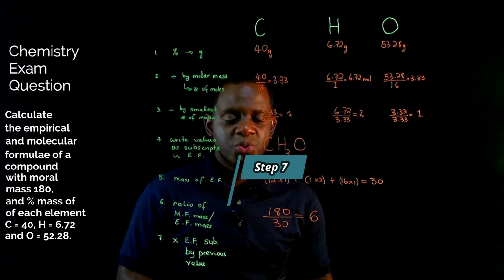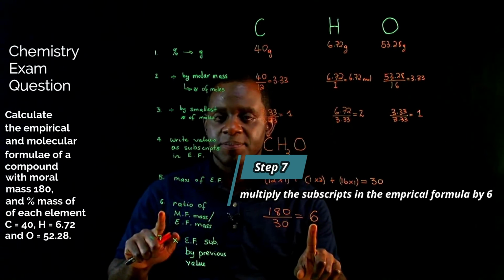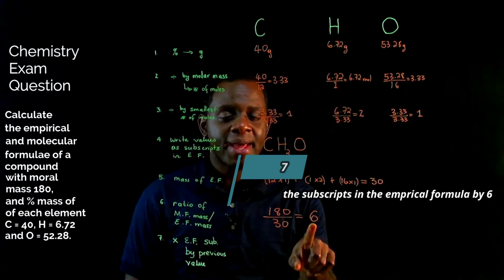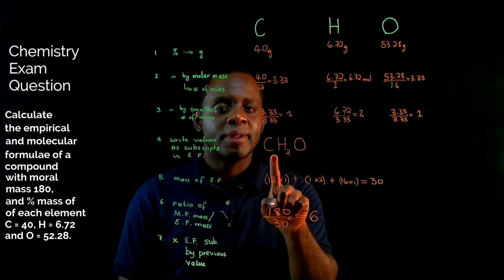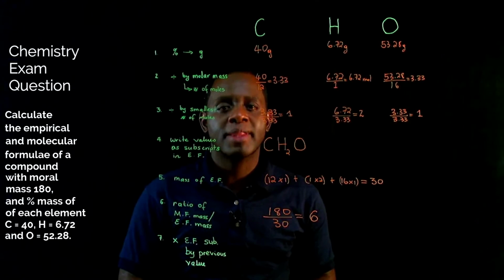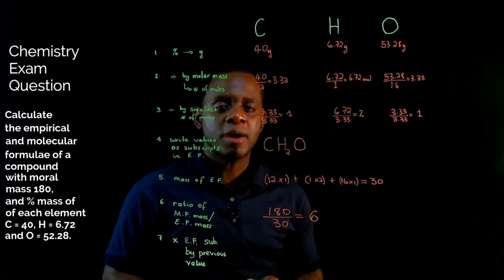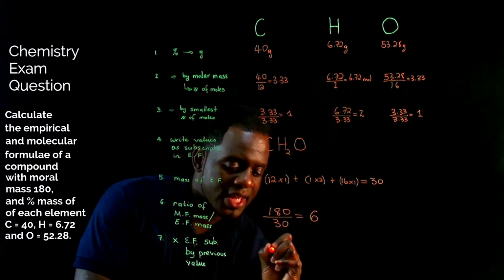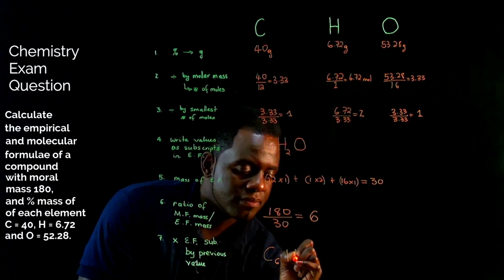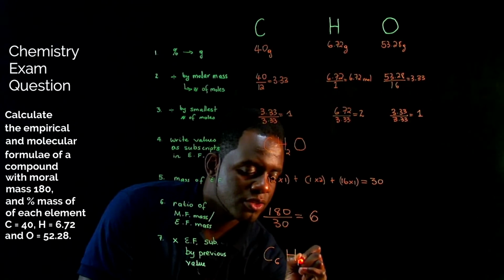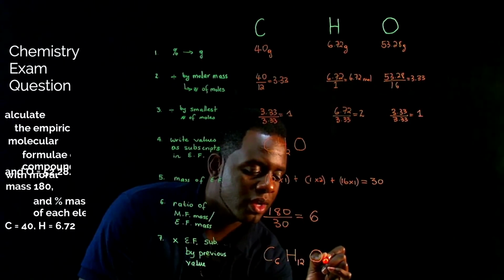Here we use the value we get in step 6 to multiply all the subscripts in the empirical formula, and that will give us the molecular formula. So the molecular formula for the compound is C6H12O6.